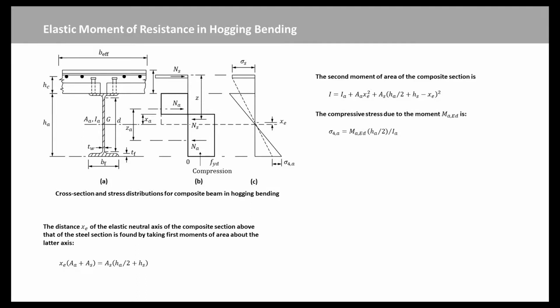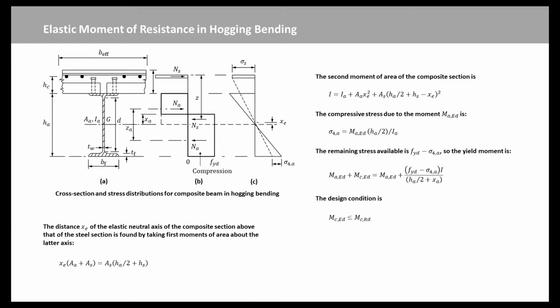With unpropped construction, the loading at which the steel bottom flange yields in compression, at level 4 in Figure A, is usually lower than that at which the slab reinforcement yields in tension. The compressive stress due to the moment MAED is this equation. The remaining stress available is Fyd minus sigma 4a, so the yield moment is this equation. The design condition is MCED less than or equal to MCRD.